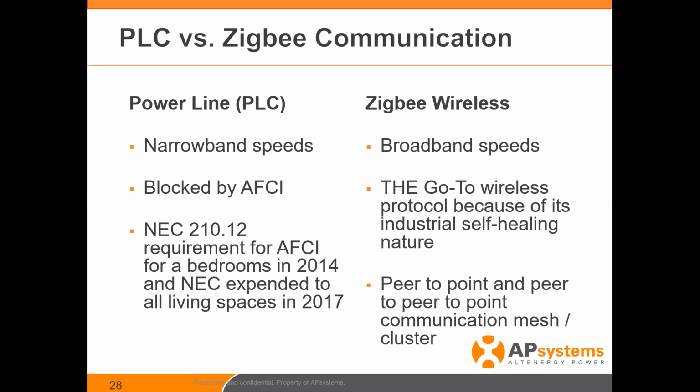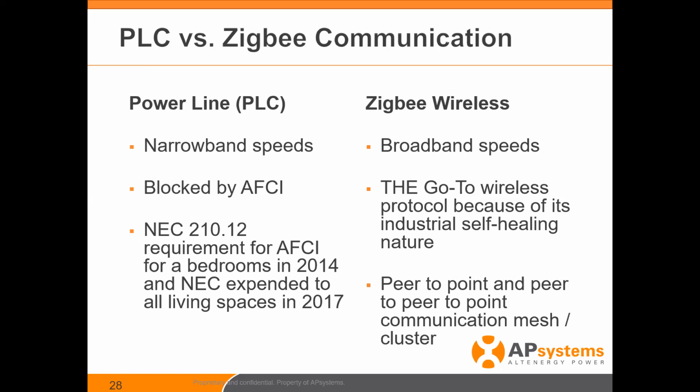Trying to communicate anything over a power line in a noisy environment is very difficult and challenging. I'm sure many of you out there have experienced trying to find good, clean power signals to get your communications and become very frustrated. With power line communication, it works, but what we found was in 2014, NEC required arc fault breakers in all bedrooms.